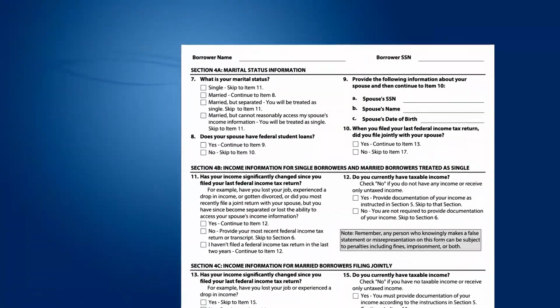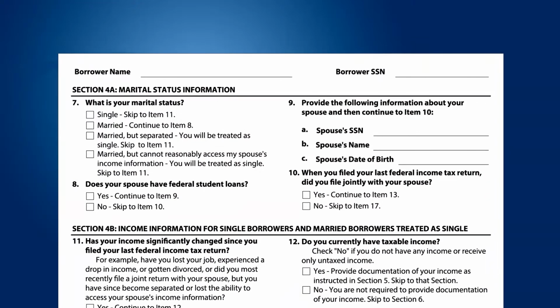Section 4A, Marital Status Information. Let's take a look at number 7. What is your marital status? If you are single, you will check the box accordingly and proceed to Section 4B, Item 11.